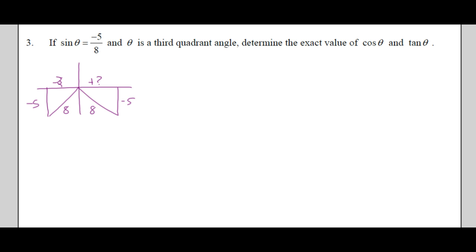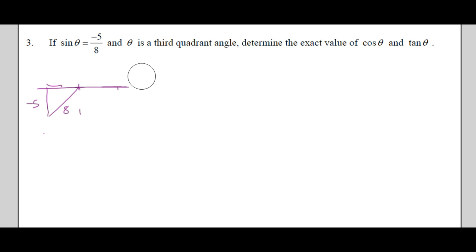But it's a third quadrant angle, right? So they need to tell us that, because when we go to do cos theta, what do we know about the x value? It's going to be negative. If they just said sine theta is negative 5 over 8, then we would say, well, where is it? Because it could be quadrant 3, it could be quadrant 4. So in this case, we know that it's a quadrant 3 angle. So we get rid of this stuff.